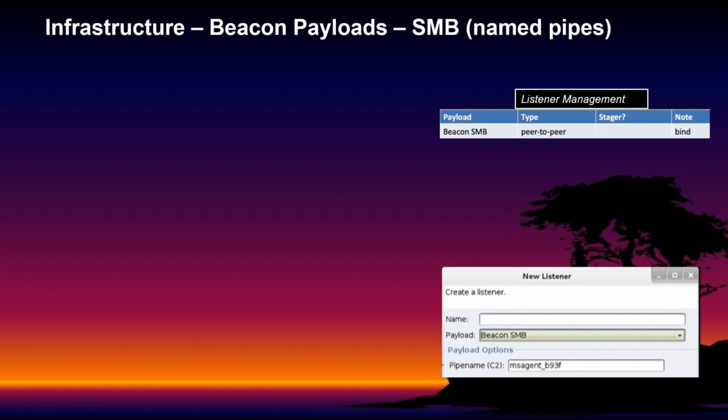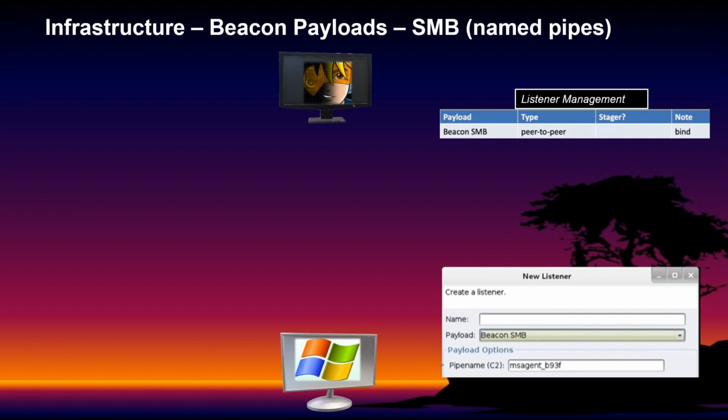Bind listeners open a local port on a target system and wait for an incoming connection from an operator. The SMB beacon is a payload that uses named pipes, which is a mechanism for inter-process communication in Windows, to communicate peer-to-peer. So basically, named pipes are used for communication between two processes. That's why it's called SMB beacon, as the communication is between the first and this second host.